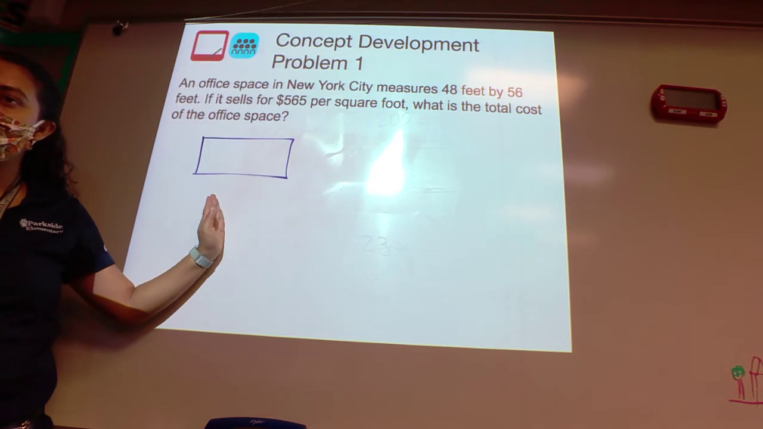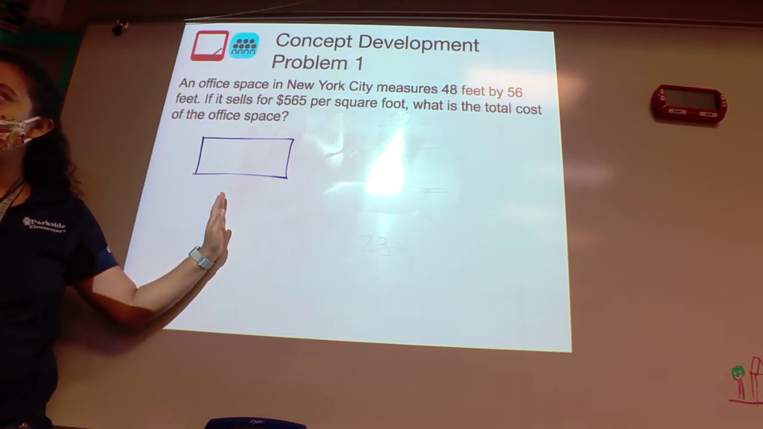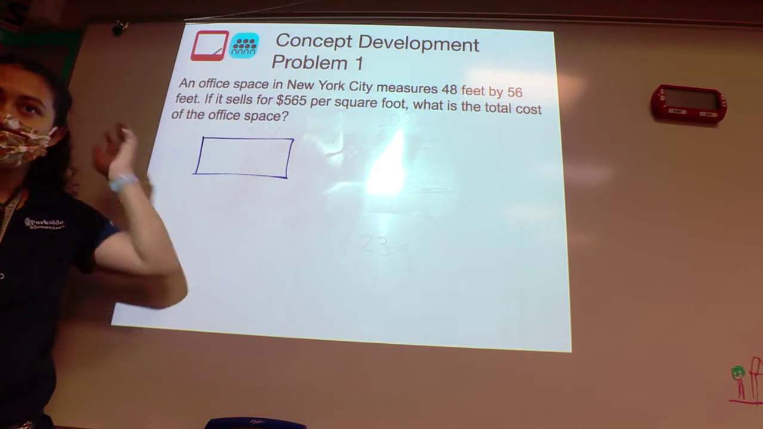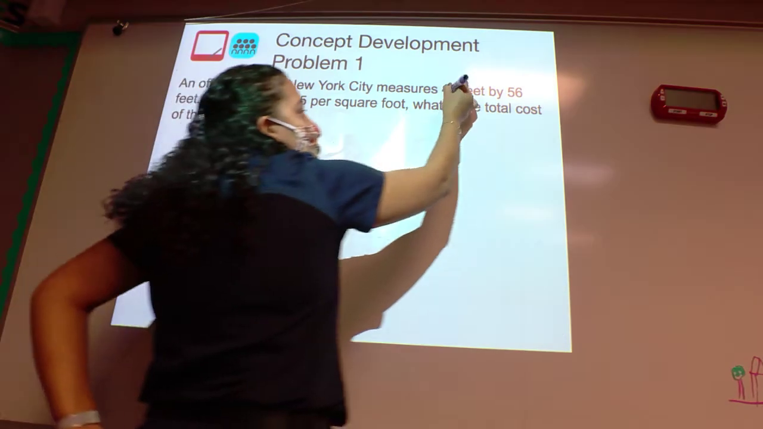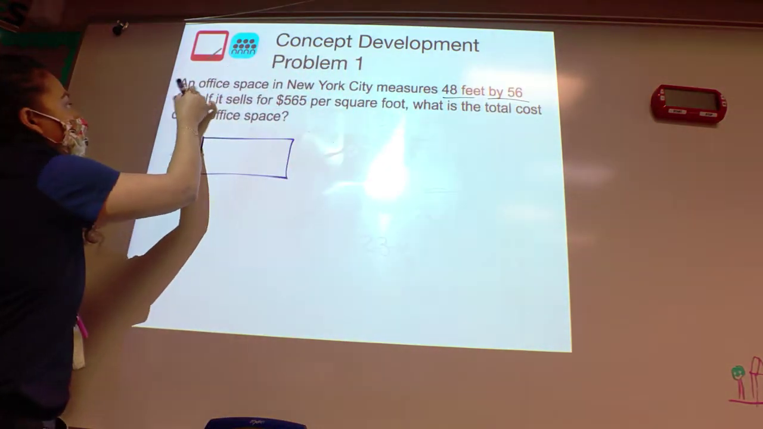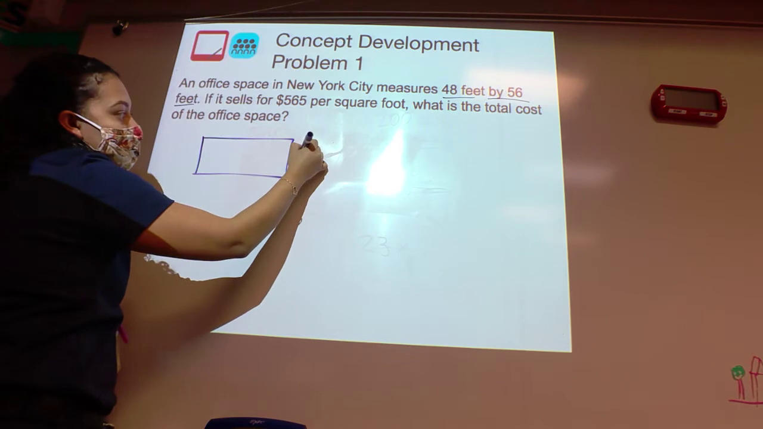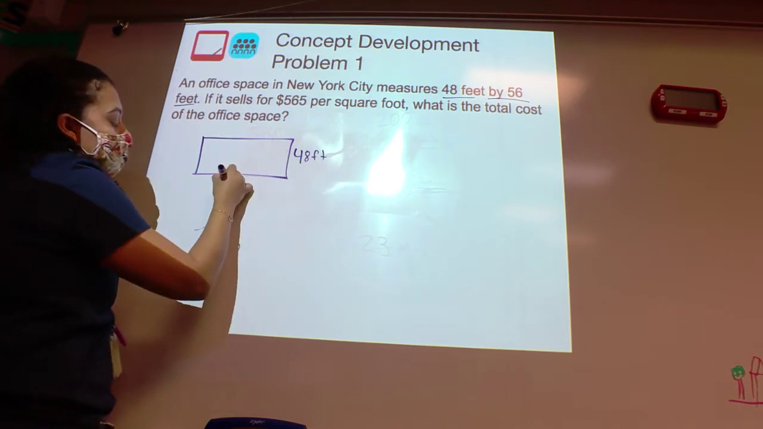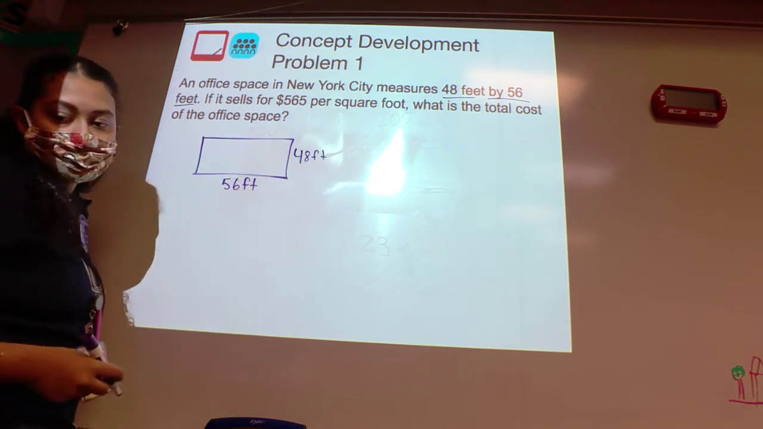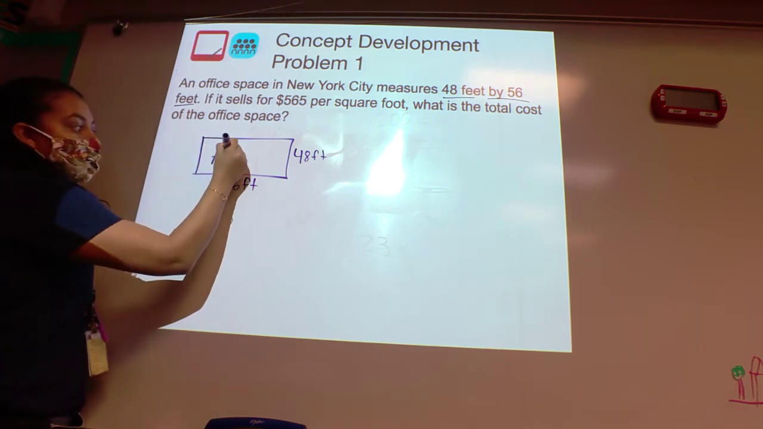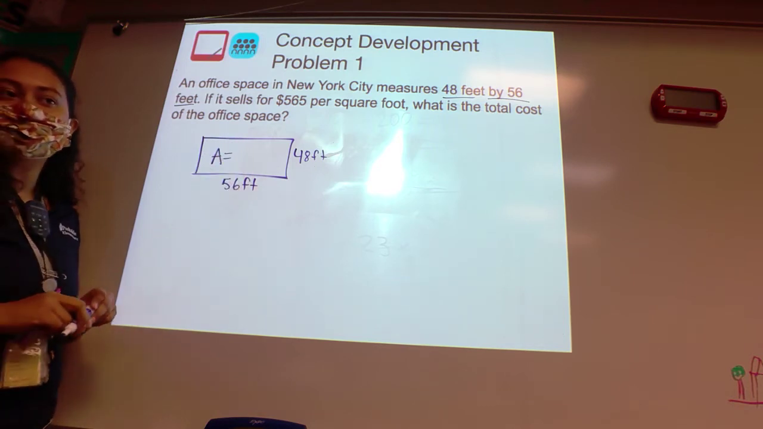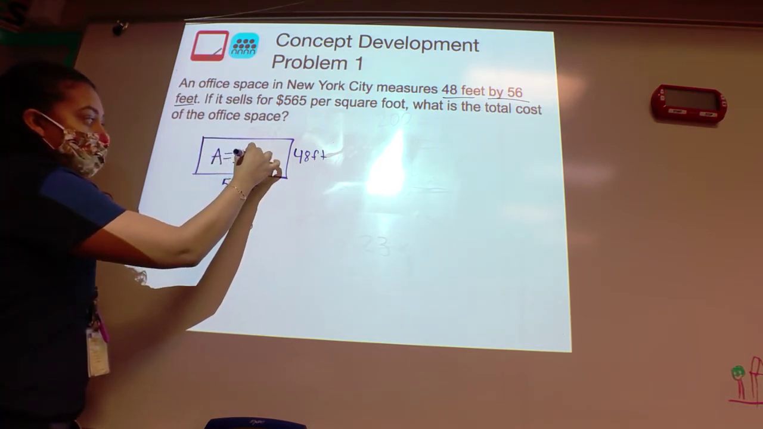What are our measurements for the office space? Wait, is it area or perimeter? Area. What are our measurements? 48 by 56. 48 feet by 56 feet. Okay? 48 times 56. So let's say this one's the 48 feet and this one's the 56 feet. So in order to find the area, we need to use the equation. Area equals length times the width.